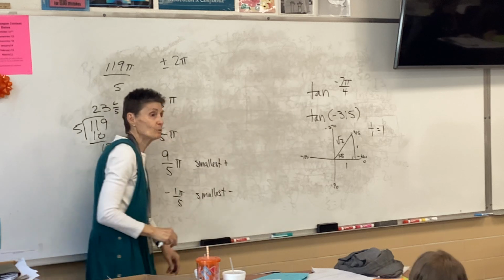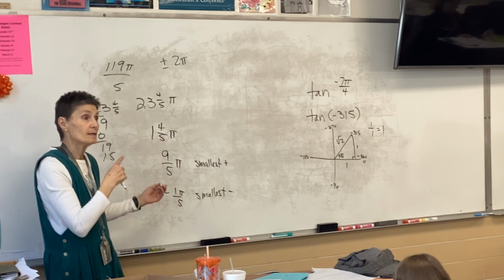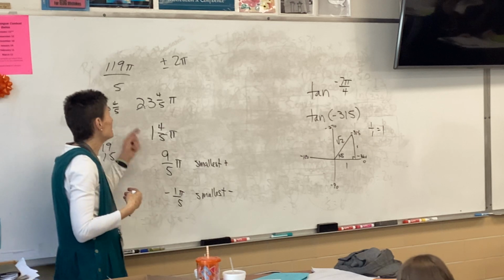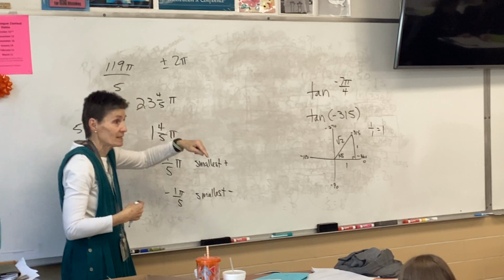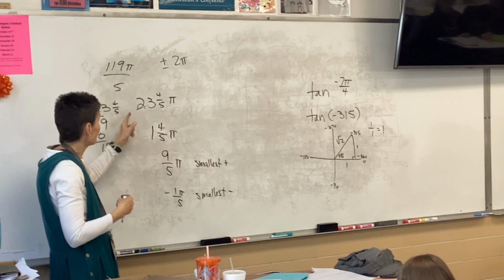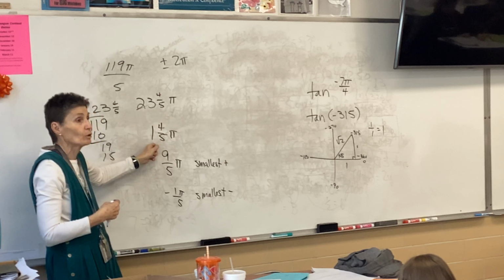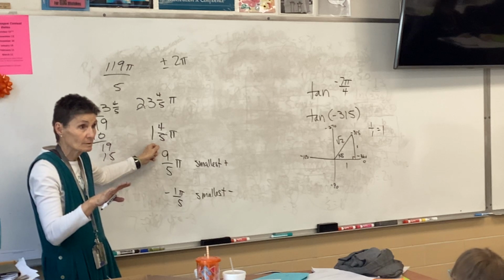To find coterminal angles, you just add and subtract, in this case 2 pi's. I chose not to start subtracting 2 pi, because I would have had to do it 11 times. Instead, I just said, I'm going to get rid of those extra revolutions and just look at the angle that matters, which is the leftover part.